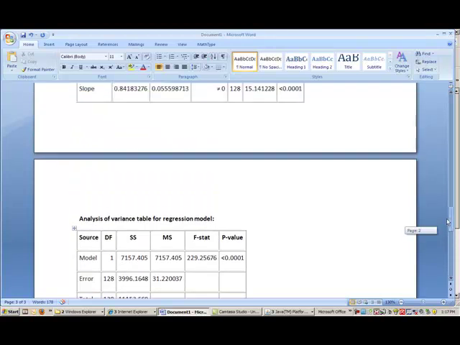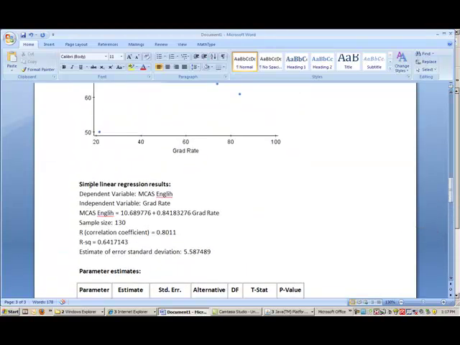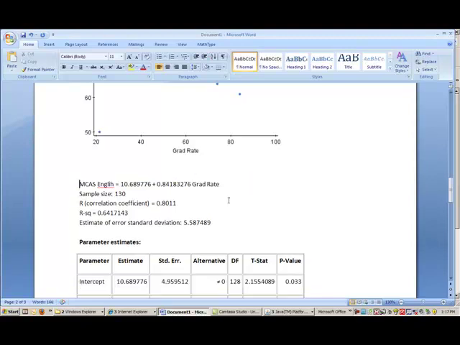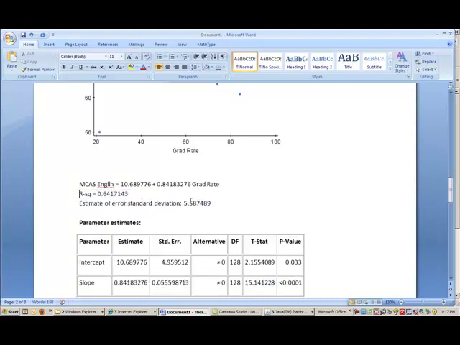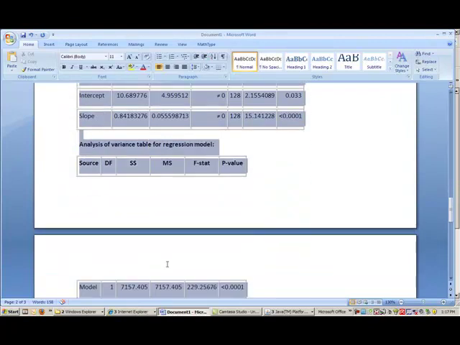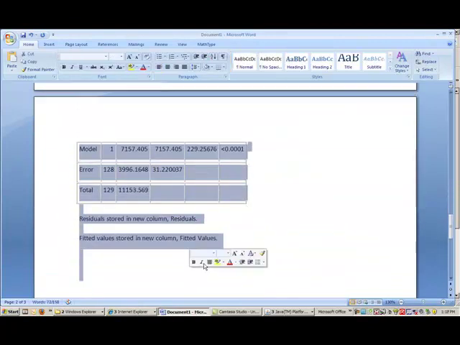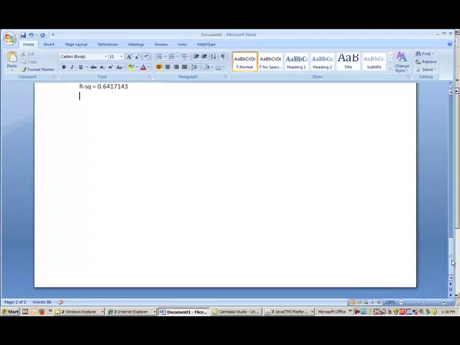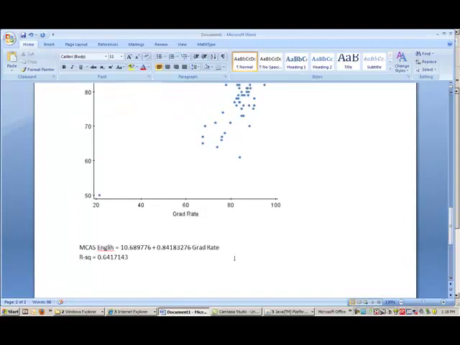Now, the majority of this output is not of interest to us. We are going to erase all this business about dependent and independent variable. We are interested in the regression equation, and we are interested in R squared, but none of the rest of this has any interest, so we're going to delete it. So of that output, we really just care about the regression equation, and we care about R squared.